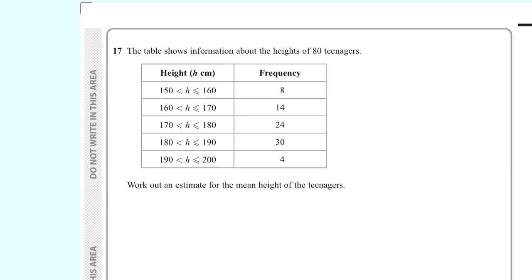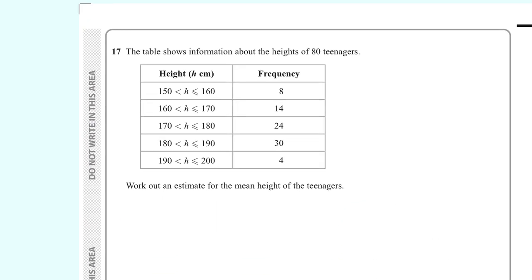17, okay, we've got one of these annoying tables. We need to add an extra column to this. First things first, we're finding the mean, an estimate for the mean, so it's not going to be exact. Because it's a grouped frequency table, you're like, well, what number do I use? Do I use 150, 160? We find the middle of each of these.